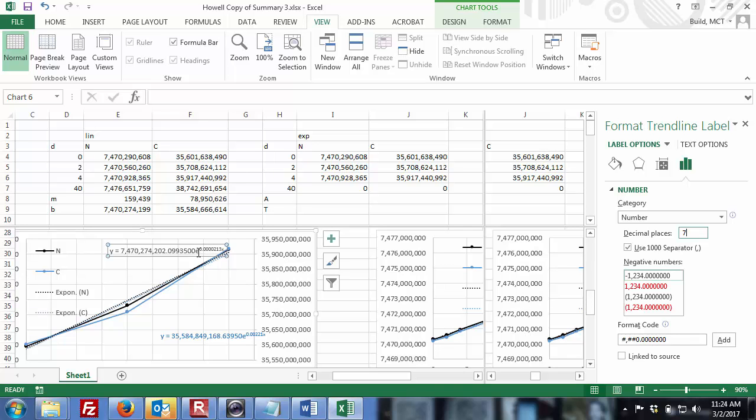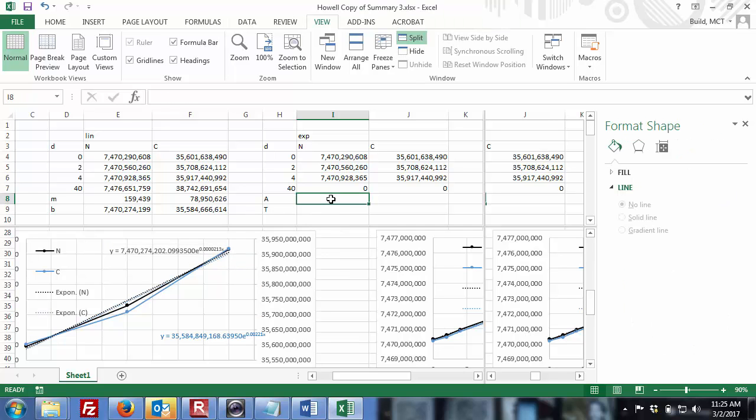I apologize, this is so small on the screen here. I'm not going to make it any bigger because I'll lose the resolution, but I'll read it to you. So the A value for the exponential, and the reason for splitting the screen is that now I can see the figure and the data at the same time. I'm just going to type that in: 7,470,274,202. It's a little overkill on the exponential, but there it is.